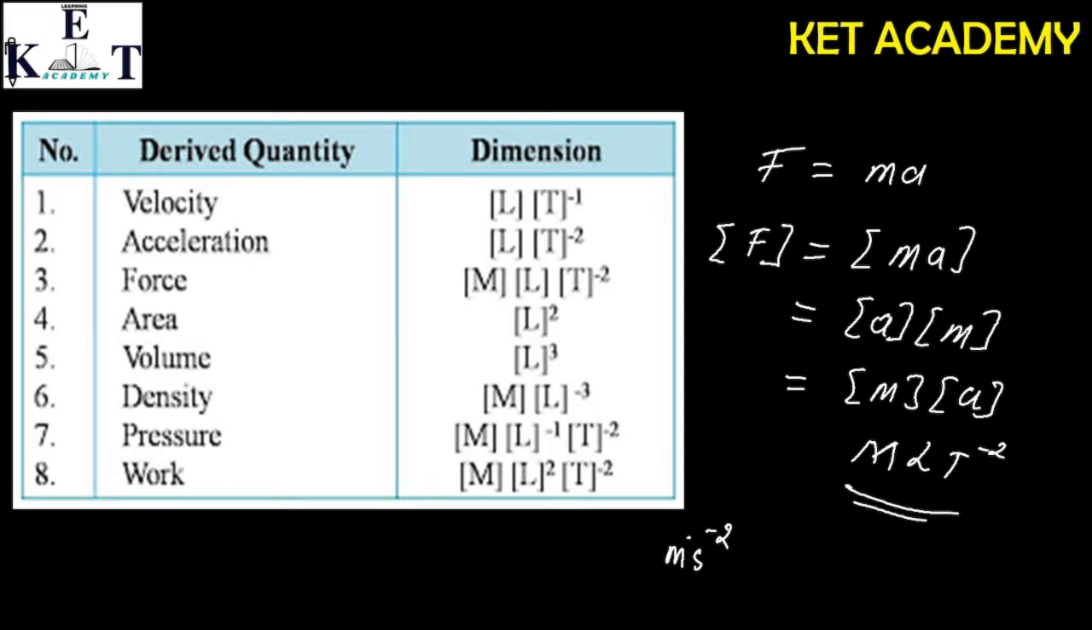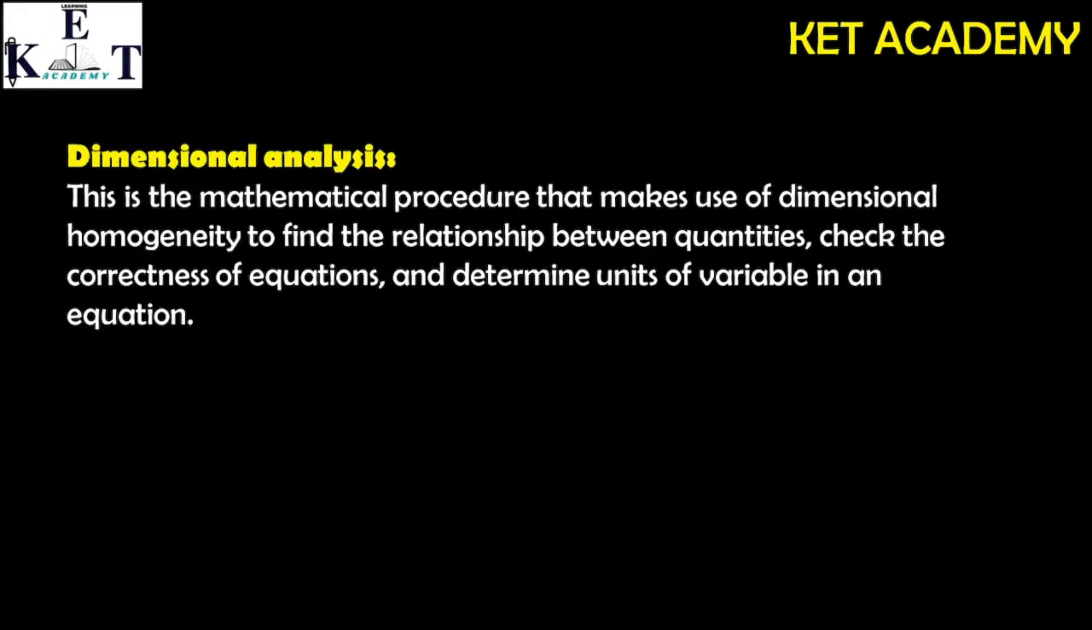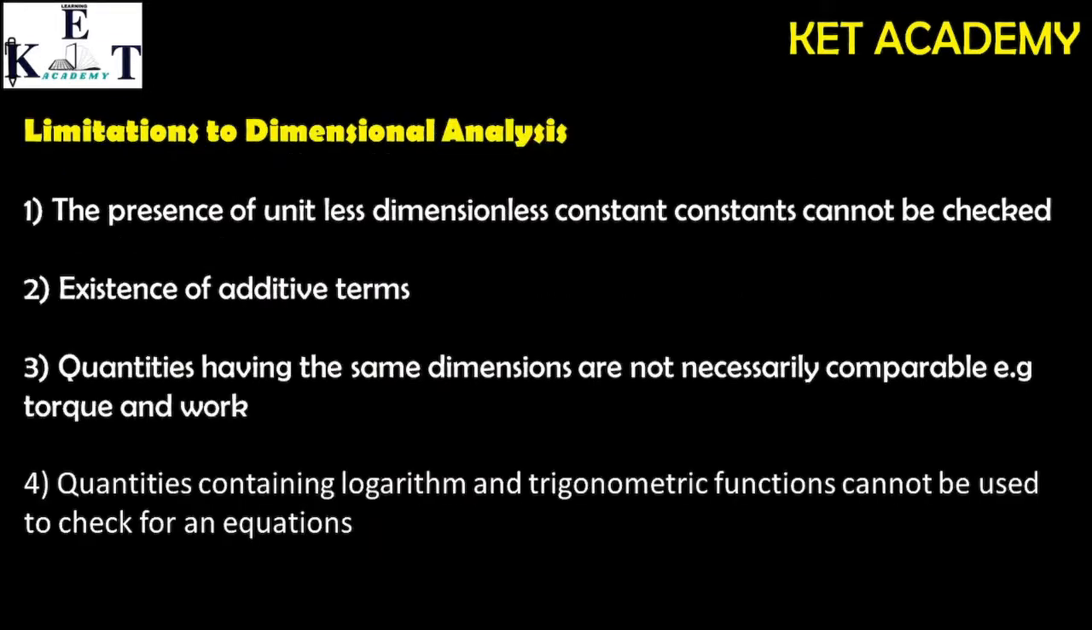Now we're going to look at dimensional analysis. Basically, this is a mathematical procedure that makes use of dimensional homogeneity to find the relationship between quantities, to check the correctness of an equation, or to determine the unit of variables in an equation. That is basically what dimensional analysis is, and it's the basic idea of what we're actually doing in this video. We're going to move forward to some of the limitations of dimensional analysis.